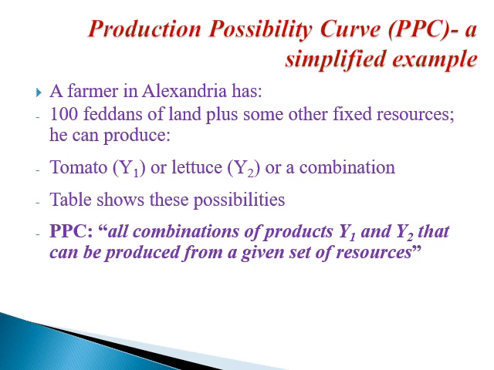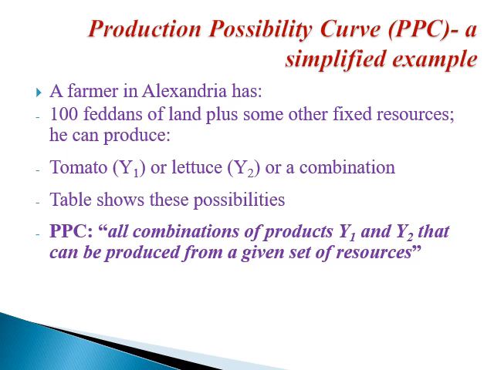Suppose that I can produce on my land here two outputs only. The first output is called the tomato, and it is denoted by Y1, and the second output is called the lettuce, and it is denoted by Y2. So I can use all my land to produce tomatoes only, or lettuce only, or any combinations of tomatoes and lettuce. In that case, we define the production possibility curve as the curve that shows all the combinations of Y1 and Y2, or tomatoes and lettuce, that I can produce given the amount of resources I have.